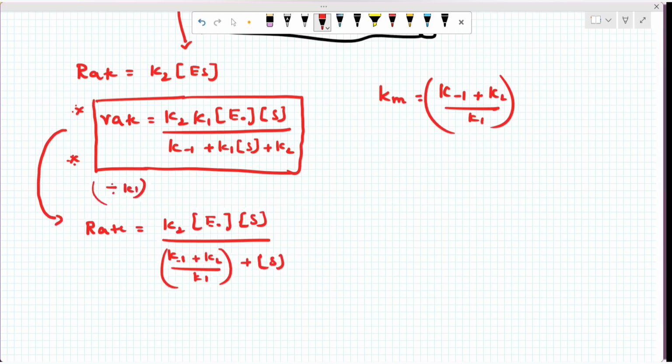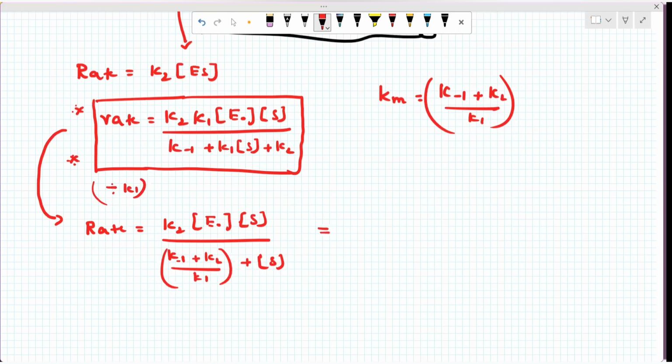Divide the top by K1, so K1 S by K1 cancels. Then K inverse plus K2 by K1, this is actually K inverse by K1 plus K2 by K1. Common: K inverse plus K2 by K1. On top, K1 by K1 cancels, so the equation forms. This is the form, can we write it in short form? What is the short form? K inverse plus K2 by K1 is equal to Km.